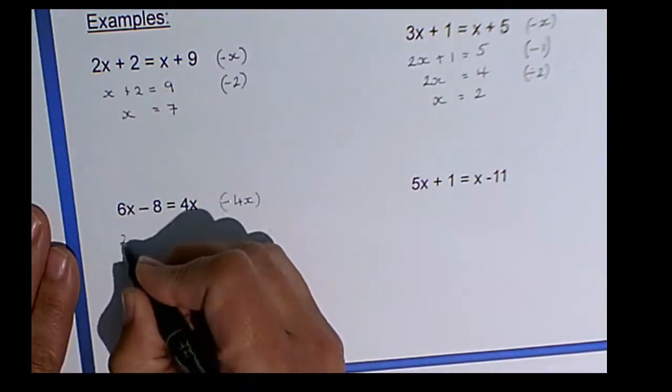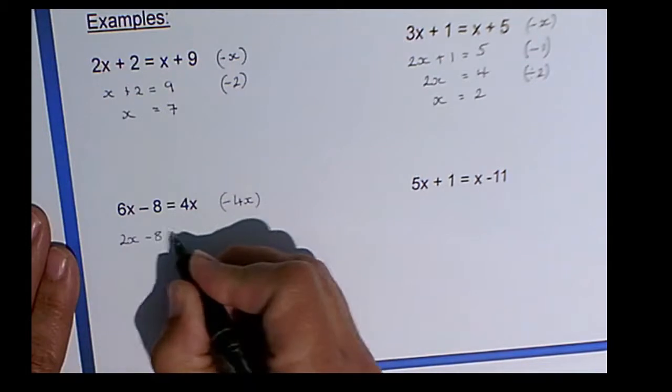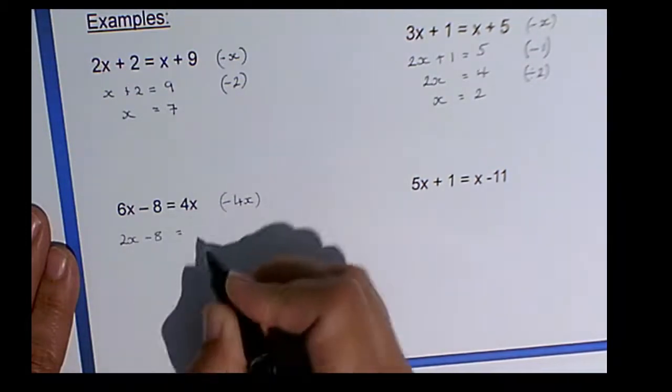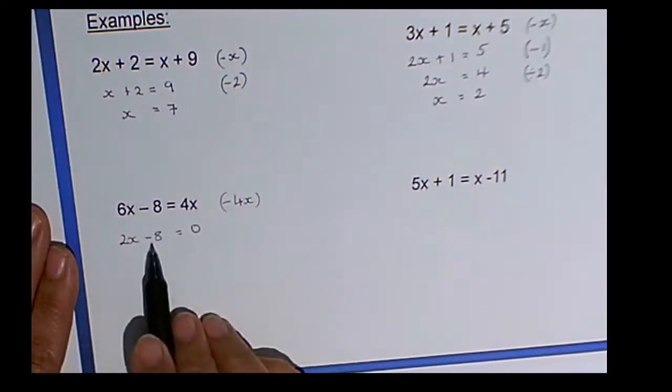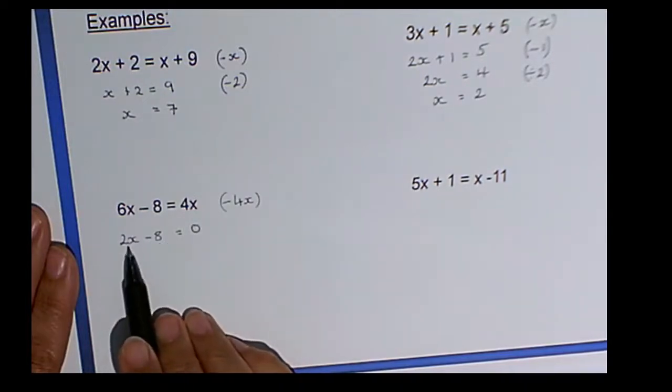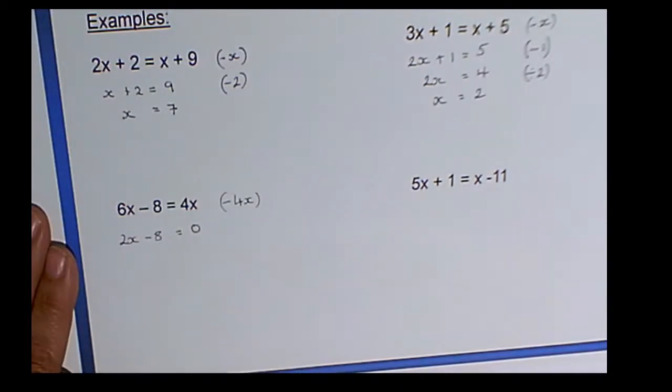6x take 4x is 2x. I've got my minus 8. Now 4x take 4x is 0. So we end up with 0 in our equation. Now again, I've got numbers this side and letters and numbers this side. So let's have the letters this side and the numbers this side.